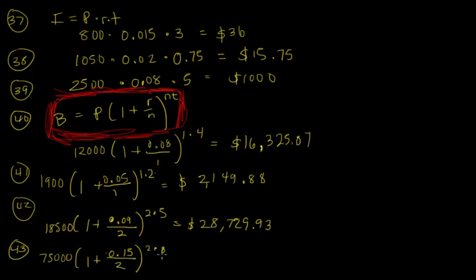Sweet. All right, let's see what happens. Oh boy, this would be great. The balance at the end of 8 years is $238,559.49. That is the answer for 43.